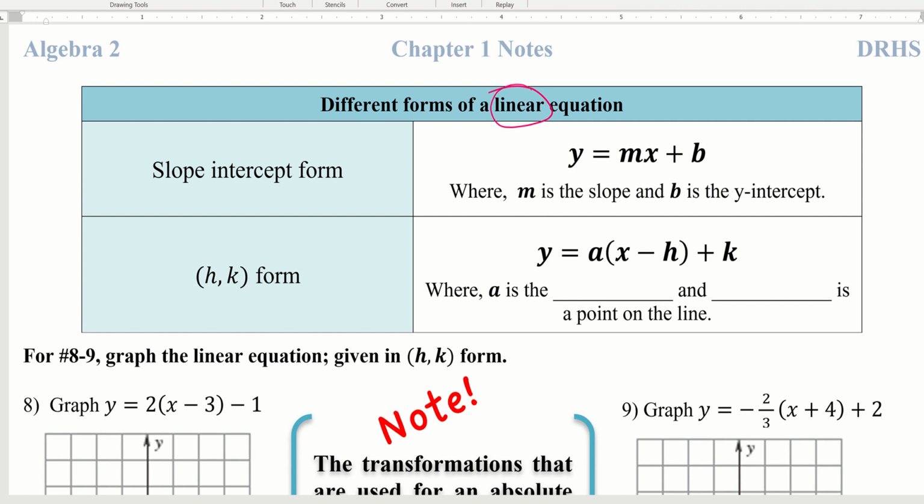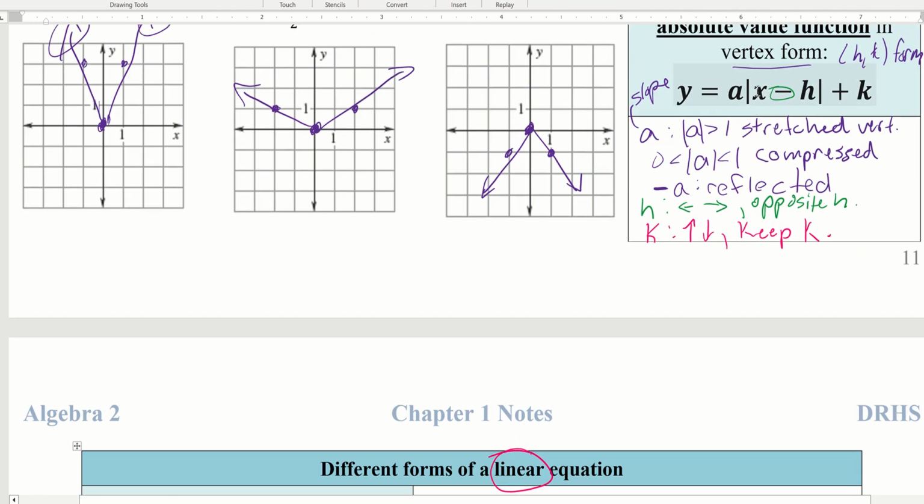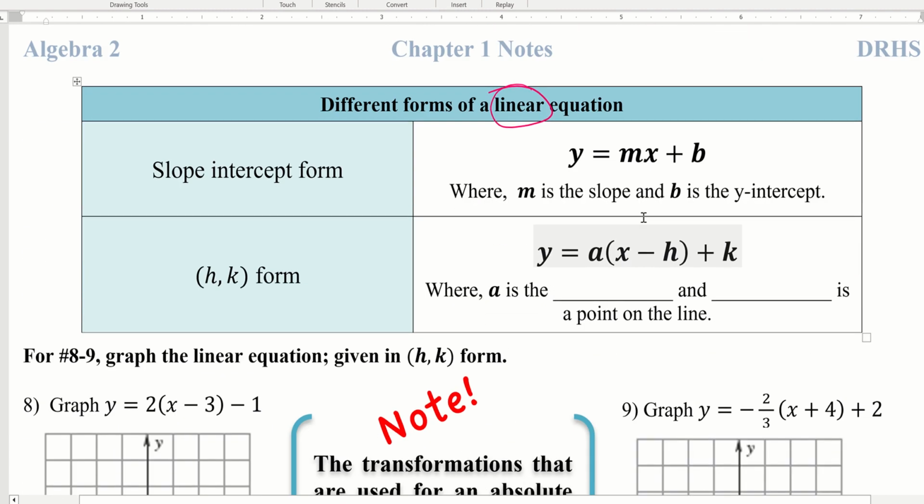Linear, right? So we're just talking about a line. If you notice the difference between this equation right here and this equation right here is, for a line, we have parentheses. For a vertex absolute value, we have these straight bars. Okay, so we have the straight bars on those.